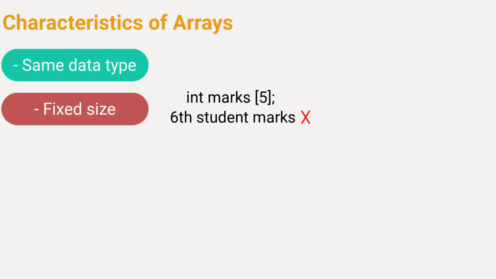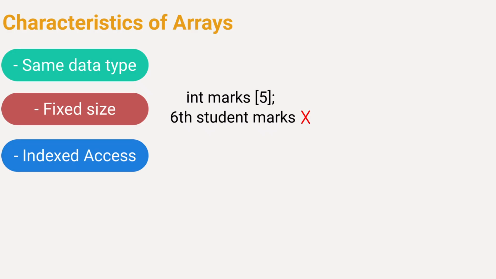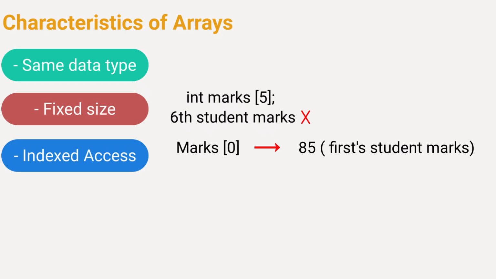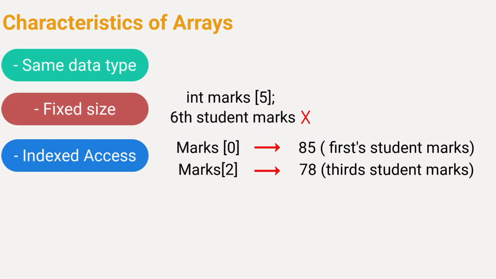Indexed access. Each element can be accessed using its index position. Index usually starts from 0. marks[0] is 85, the first student's mark. marks[2] is 78, the third student's mark. Index starts at 0, not 1.